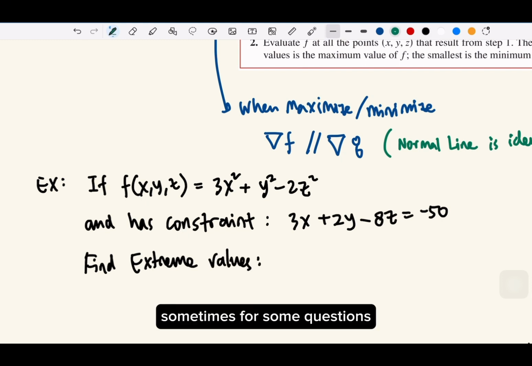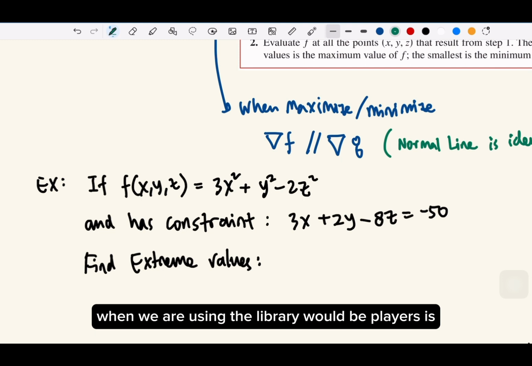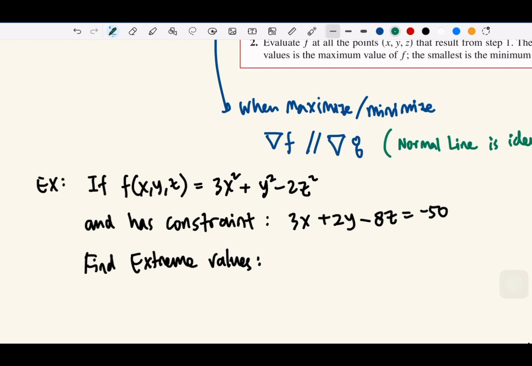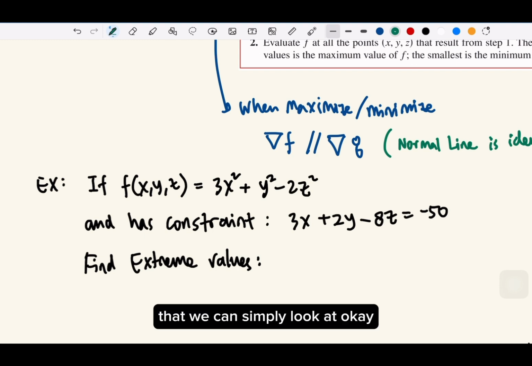Sometimes for some questions you can choose which method you could evaluate. I think the best way to see when we are using the Lagrange multipliers is when we have a function and then we have another function that is going to limit that function. For example, this function is in x, y, z, and we also have another equation in x, y, z that we can simply look at.